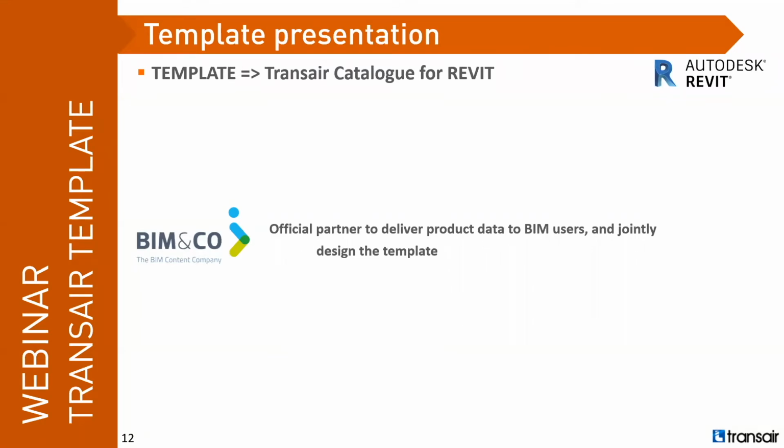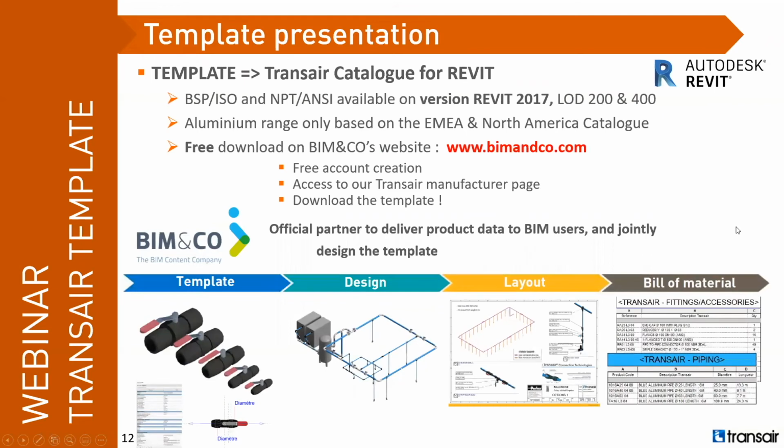A template is simply a catalog for the software you're using it for. In our case, it's Revit, because Revit is right now the biggest software on the market. So what we call a template is a Transair catalog for Revit. That template exists in 2 versions. The first version is BASP ISO, and the second one is NPT-ANSI. Both templates are available on Revit 2017, level of detail 200 and 400.